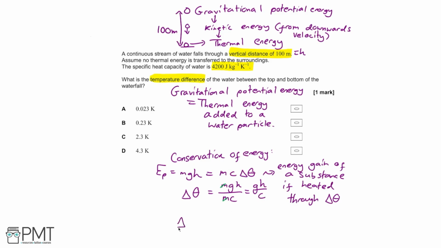So then we can substitute in the numbers we know for these quantities, specifically that g is 9.81, h is 100, and c is equal to 4,200. And when we do that, we get 0.23357..., which is approximately 0.23 Kelvin. So our answer is B.